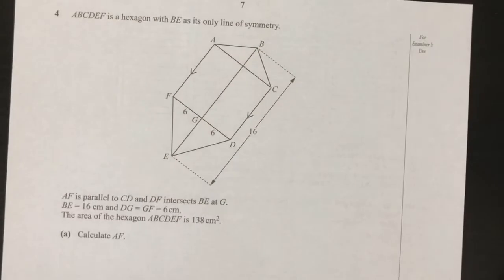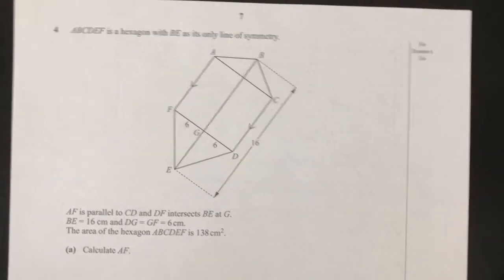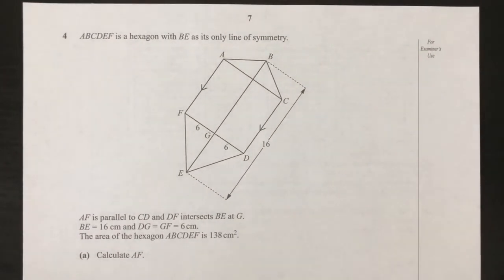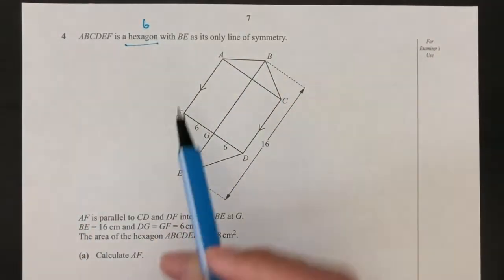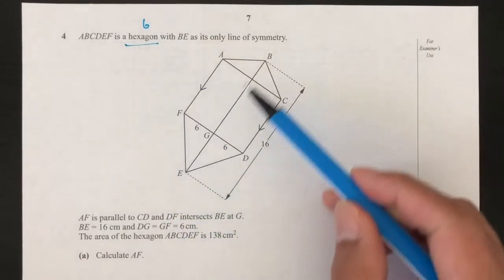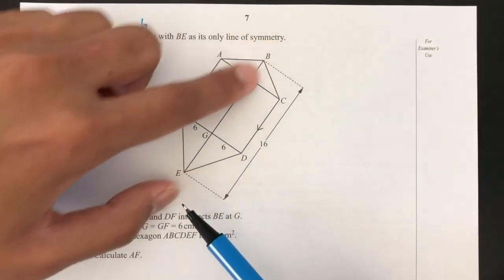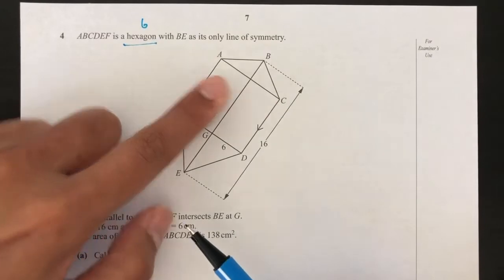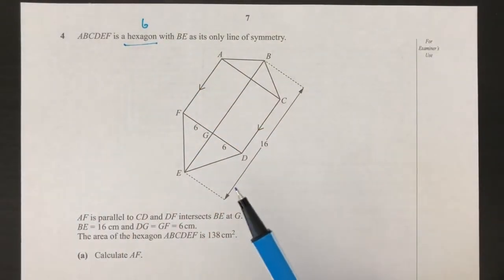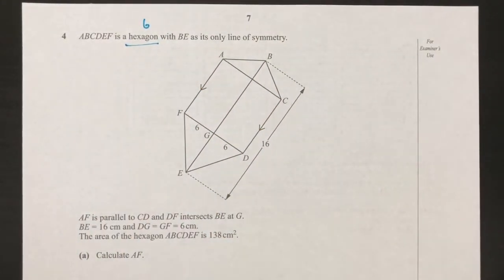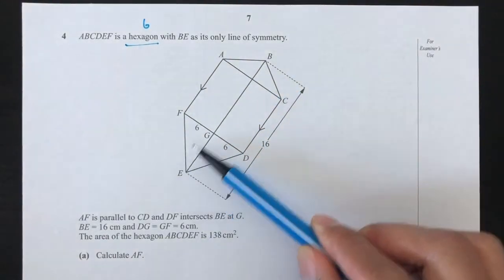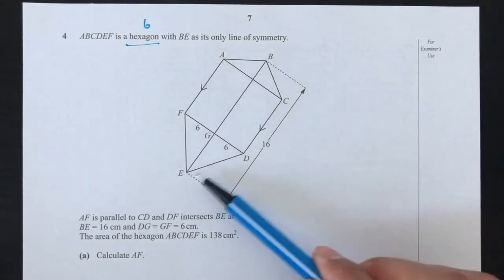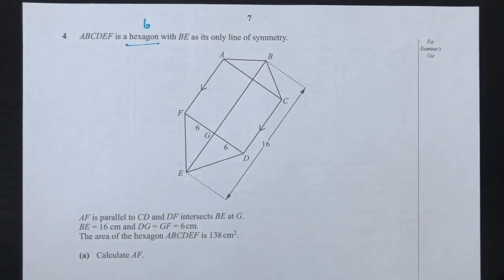Now let's move on to question number 4. So we have A, B, C, D, E, F is a hexagon, so it has 6 sides, with B as its only line of symmetry. So this line is the line of symmetry, which means this shape here and this shape here are the same, right? But if you observe, you can see that this shape on one side is a trapezium. So this is also a trapezium of the same size. So that's something good to know for this question.